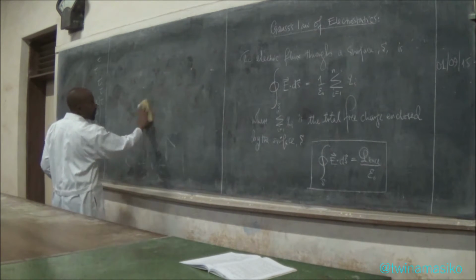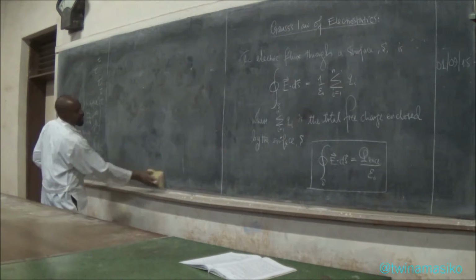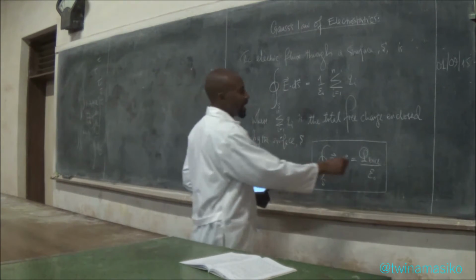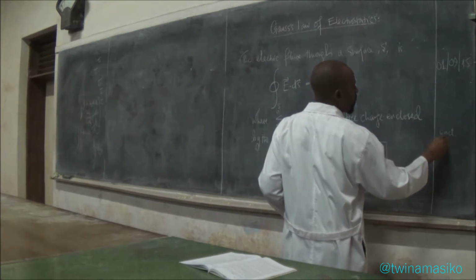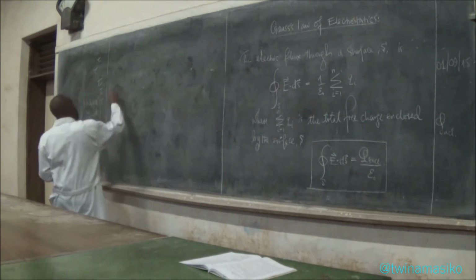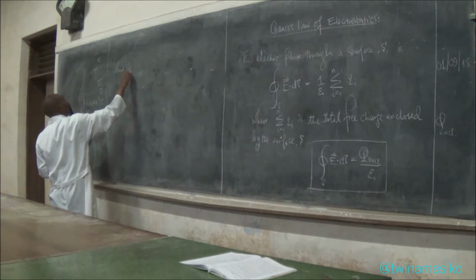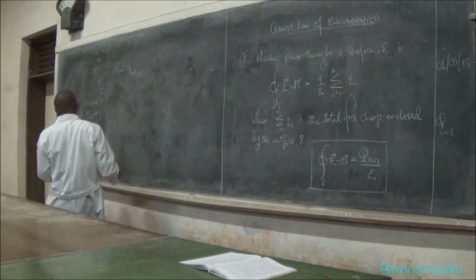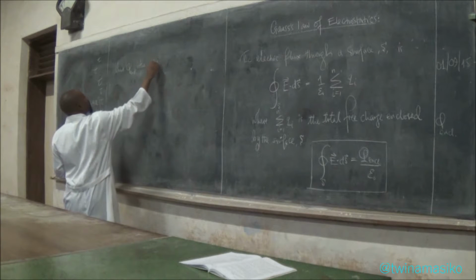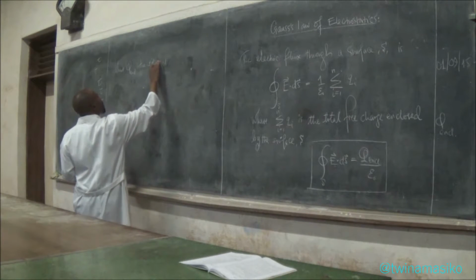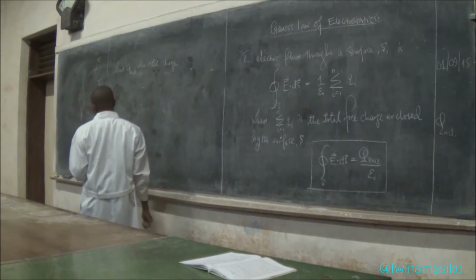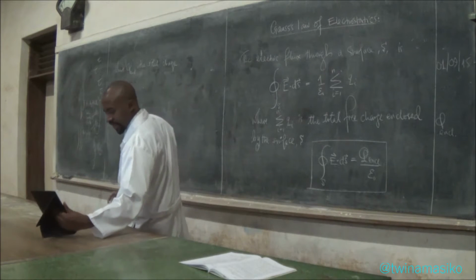Some of the things we have said, but I now have a new one. This is enclosed, so it's Q subscript enclosed, where Q enclosed is the total charge enclosed within the surface S.